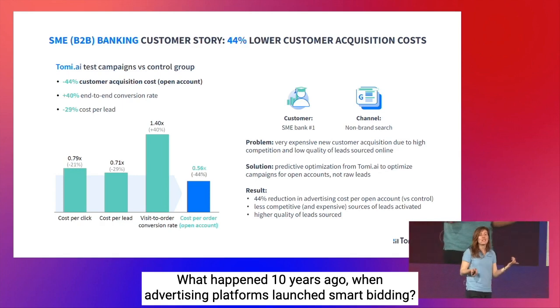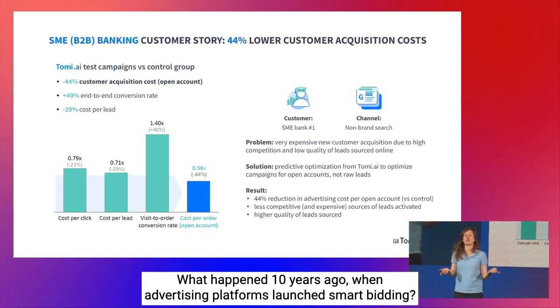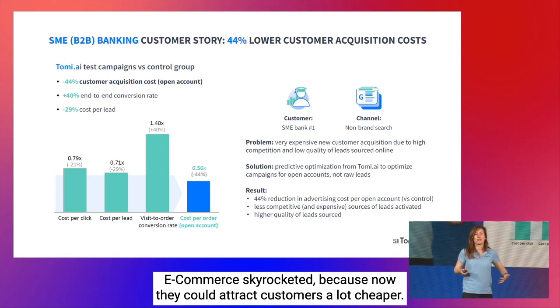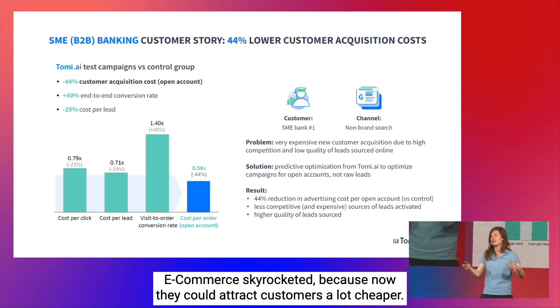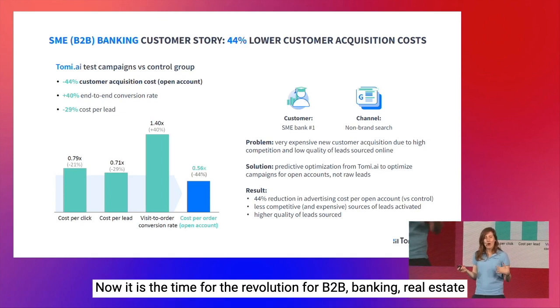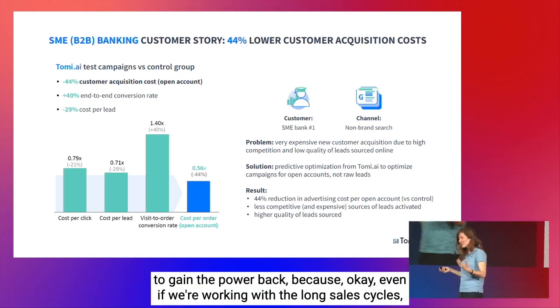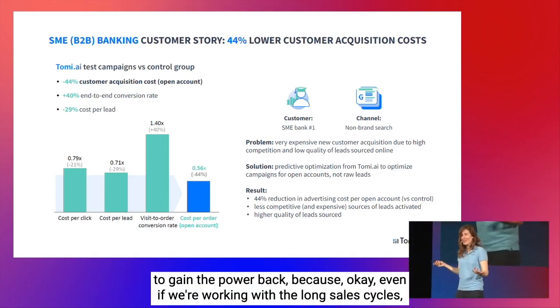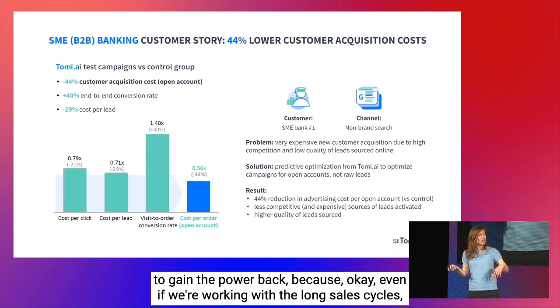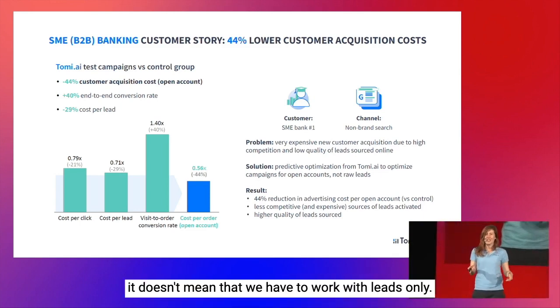What happened 10 years ago when advertising platforms launched smart bidding? E-commerce skyrocketed because now they could attract customers a lot cheaper. Now it is the time for the revolution for B2B, banking, real estate, to gain the power back. Because even if we are working with long sales cycles, it doesn't mean that we have to work with leads only.